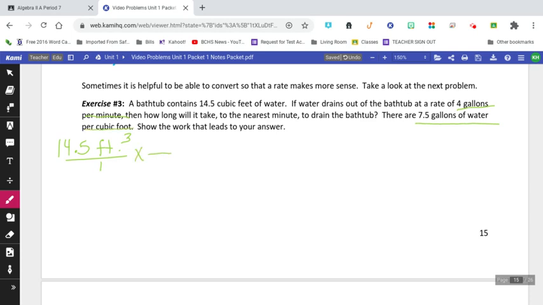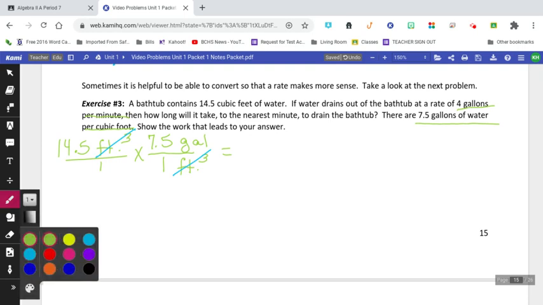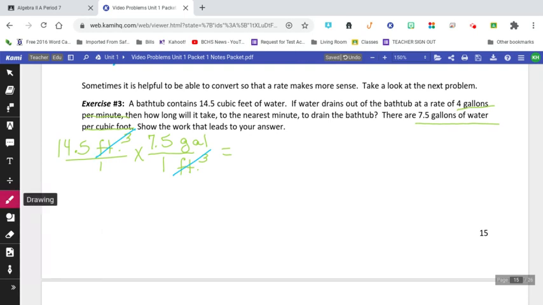So again, I set up my conversion factor. I want to get rid of the cubic feet, so they must go on the bottom. Gallons must go on the top. And now I fill in what they told me, 7.5 gallons to 1 cubic foot. The cubic feet will cancel. And now I multiply 14.5 times 7.5, and I get 108.75 gallons. And that's in the bathtub.